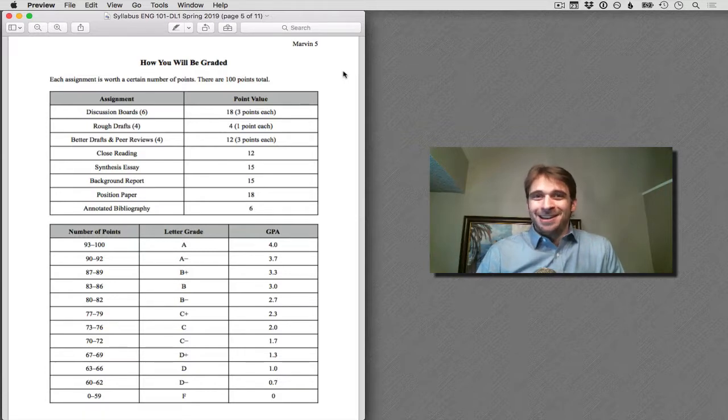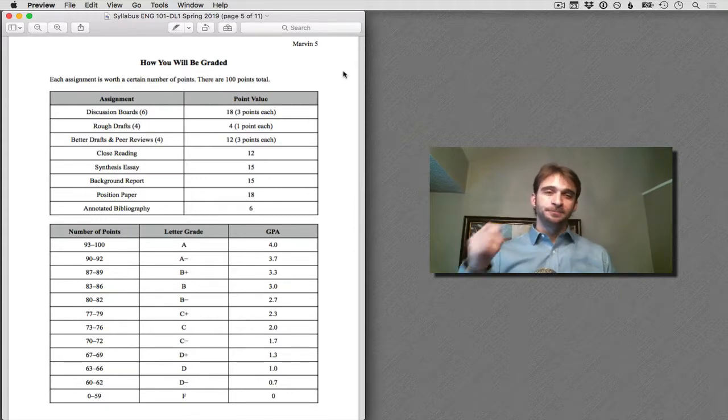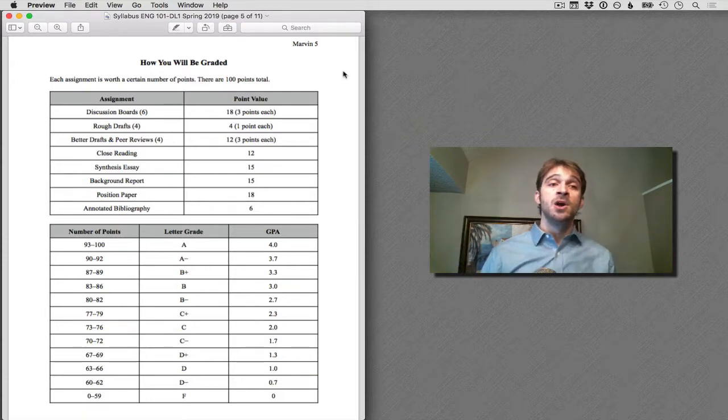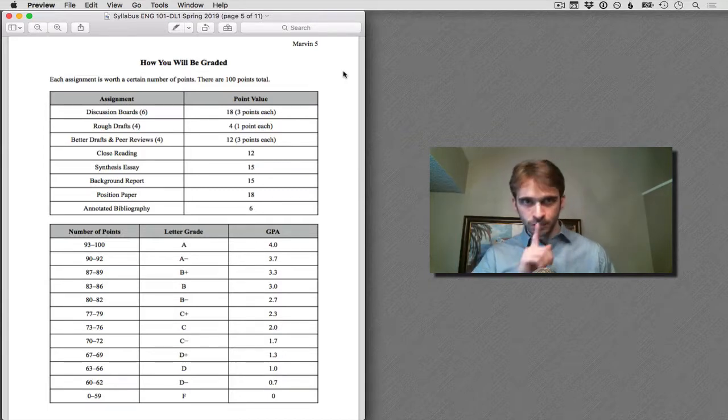I will give you a peek behind the curtain. There are actually 7 discussion boards, so that means one of 2 things. You can either not do one of the discussion boards and not be penalized because you'll still have access to the full 100 points. Or you can complete all 7 discussion boards, and that will give you one opportunity, the only opportunity, to earn extra credit in this class, an extra 3 points for an extra discussion board.